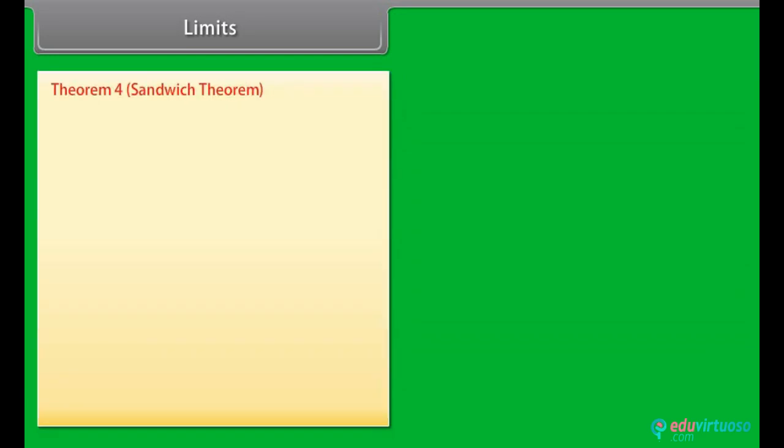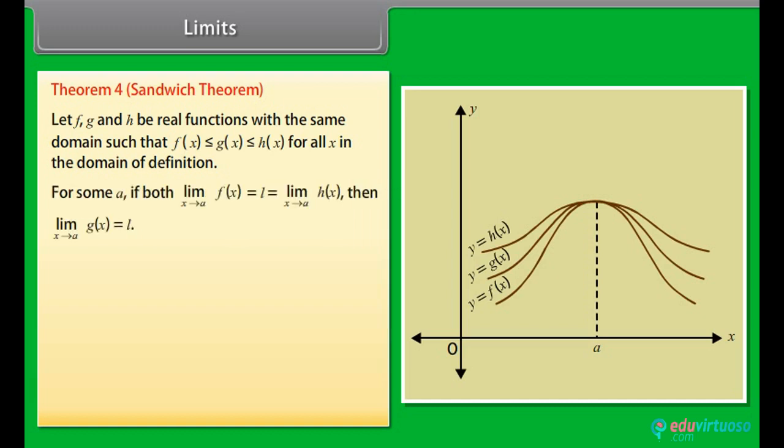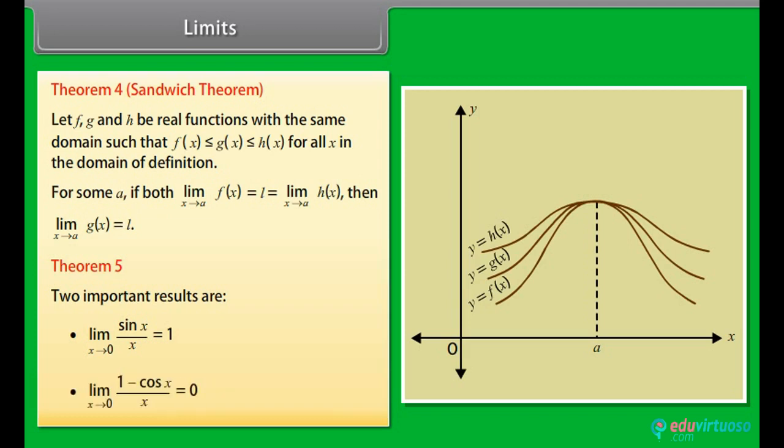Theorem 4. Sandwich theorem. Let f, g and h be real functions with the same domain such that f(x) is less than or equal to g(x) is less than or equal to h(x) for all x in the domain of definition. For some a, if both limit x tends to a of f(x) is equal to L is equal to limit x tends to a of h(x), then limit x tends to a of g(x) is equal to L. Theorem 5. Two important results are limit x tends to 0 of sin x by x is equal to 1, and limit x tends to 0 of (1 minus cos x) by x is 0.